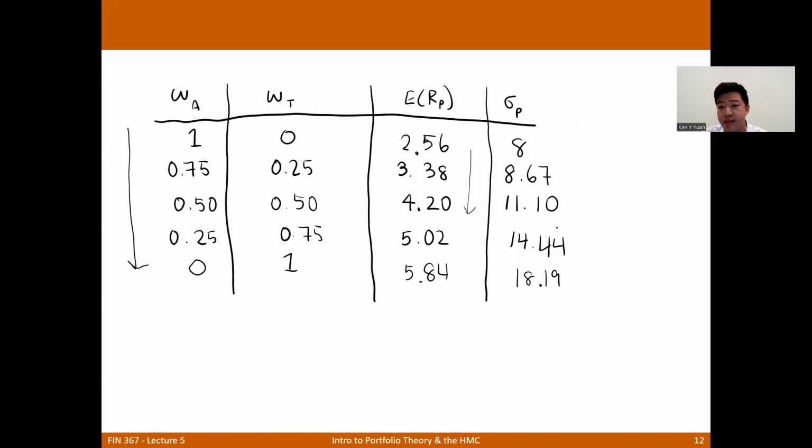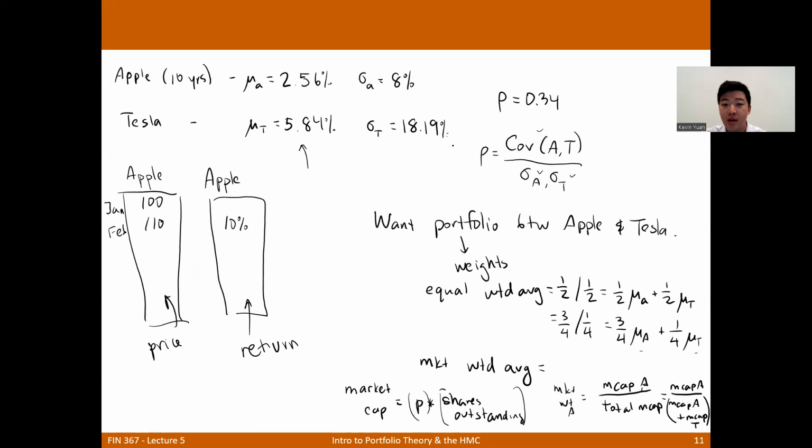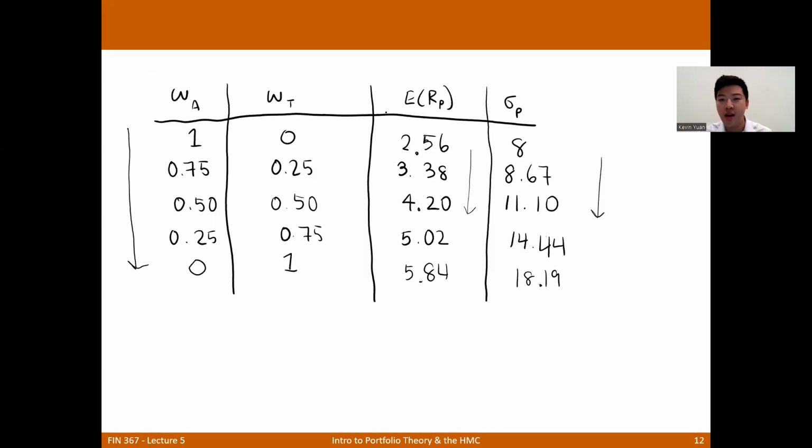Let's also look at our risk, right? As we're loading into more Tesla, what's happening to the portfolio standard deviation? Well, it's actually also increasing, right? Why is it increasing? Likewise, the standard deviation of Tesla is way bigger than the standard deviation of Apple. So it would make sense that as you're going into a more volatile security, the volatility of that portfolio should also be much higher, right? So it makes sense from this intuition.